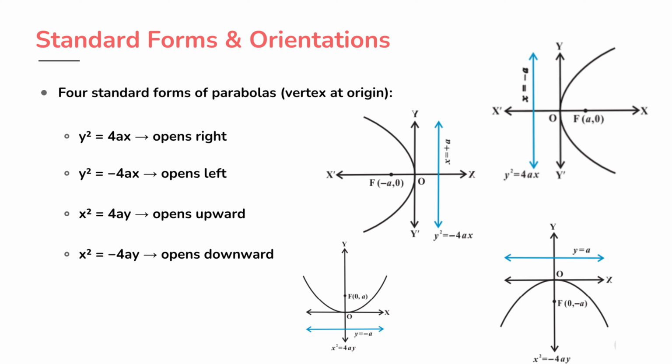Depending on which axis it opens along, the equations look slightly different. Let's see them all. y squared equals 4ax opens rightward, y squared equals minus 4ax opens leftward, x squared equals 4ay opens upward, x squared equals minus 4ay opens downward. Here, a represents the distance between the vertex and the focus. Whenever y is squared, the axis is horizontal. Whenever x is squared, the axis is vertical. So, think of it this way. The variable that's squared just tells the other variable, hey, you be the direction I open in.